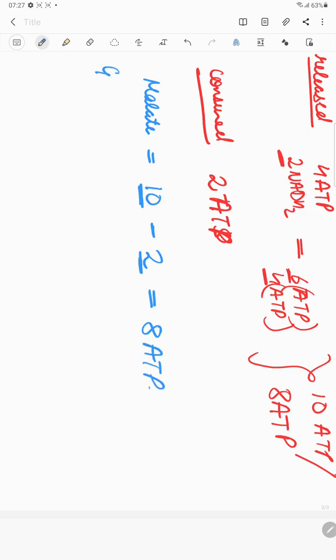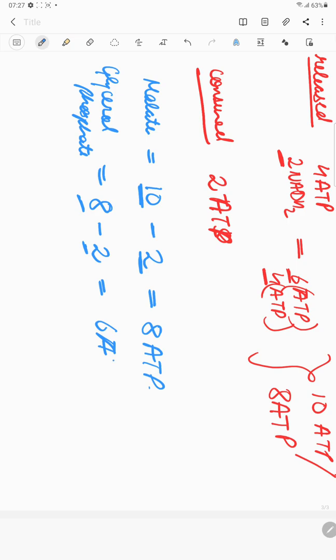And when the shuttle is the glycerol phosphate one, 8 ATPs are released and 2 ATPs are consumed, then 6 ATPs are net released. So whether the shuttle is malate or glycerol, ATPs are always released. In the malate shuttle, 8 ATPs are released, and in the glycerol phosphate shuttle, 6 ATPs are released.